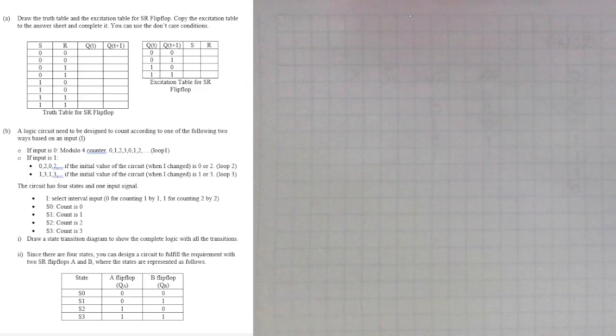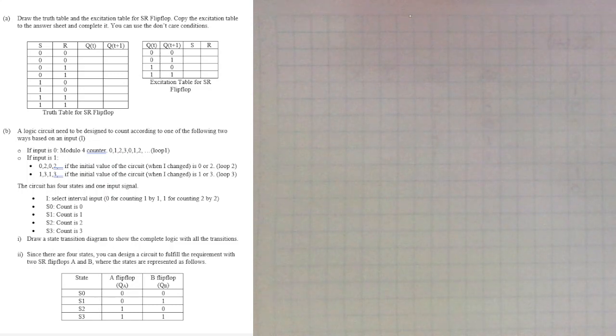But if the input is 1, it will be counting 2 by 2, like 0 2 0 2, because it is skipping 1. Always it is skipping 1, so it is skipping 1 and 3. But there could be another configuration which will start from 1 and go like 1 3 1 3, right? So this is a counter which counts 2 by 2. Based on the place it starts counting 2 by 2, it will be in a different loop.